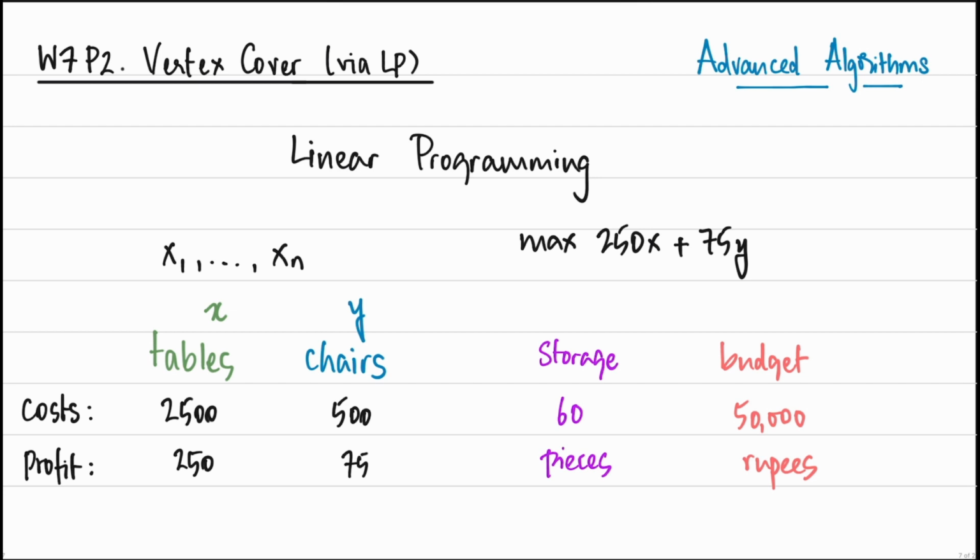But of course, X and Y cannot be completely arbitrary, and they're subject to a couple of constraints here. The first one is the storage constraint, which says that X plus Y should be at most 60. The other one is the budget constraint, which essentially says that 2,500 times X plus 500 times Y should be at most 50,000. You could simplify that to, I think, 5X plus Y is at most 100. That's what the budget constraint works out to.